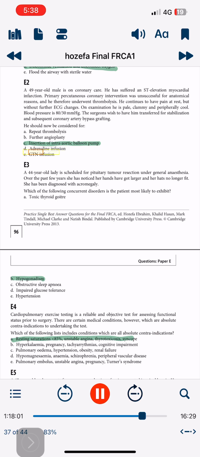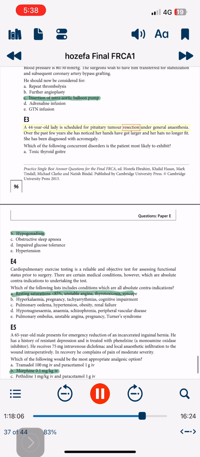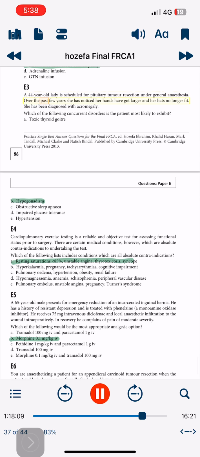D. A 44-year-old lady is scheduled for pituitary tumor resection under general anesthesia. Over the past few years she has noticed her hands have got larger and her hats no longer fit. She has been diagnosed with acromegaly. Which of the following concurrent disorders is the patient most likely to exhibit? B. Hypogonadism. C.